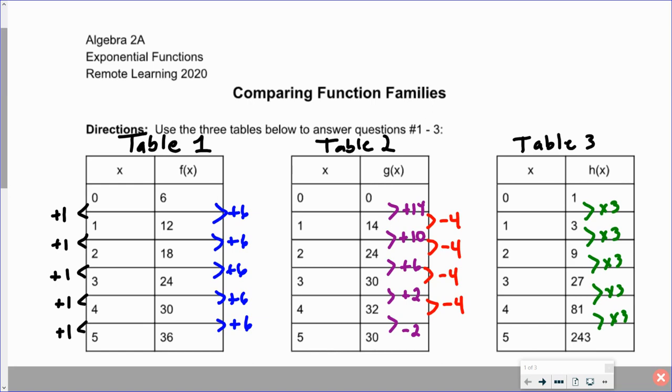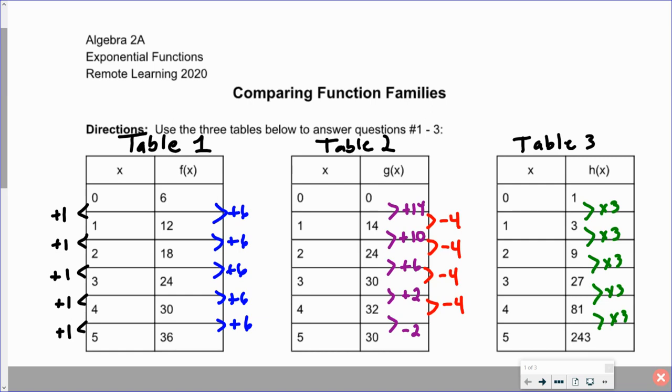So here it appears as x is increasing by a constant value. The outputs are increasing by a constant multiple. And if that's the case, the data that you're looking at is going to be exponential in nature. It's going to be modeled by an exponential curve.